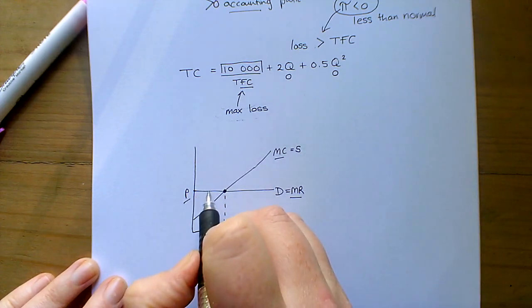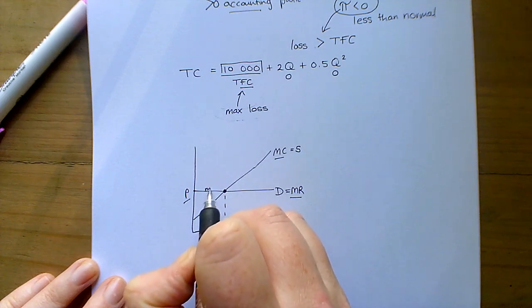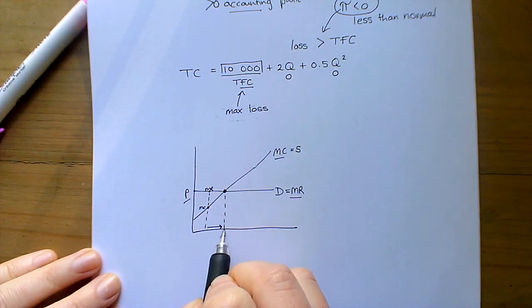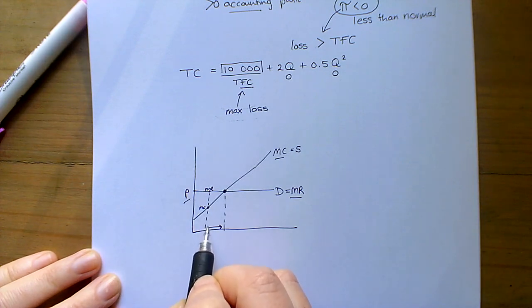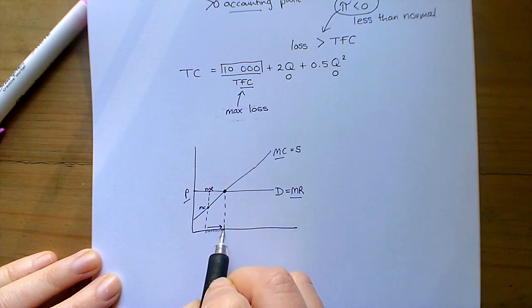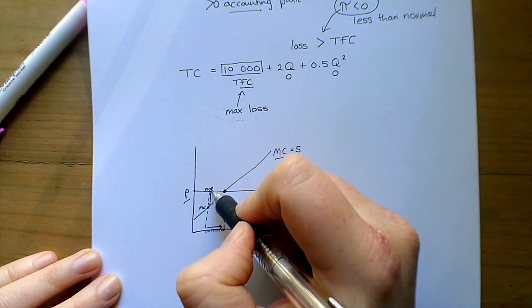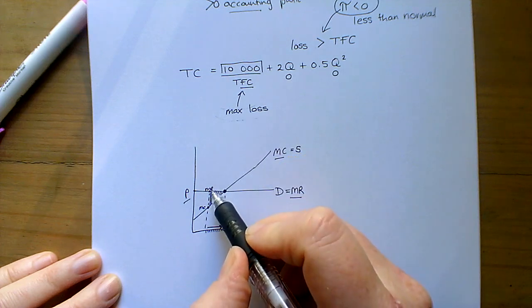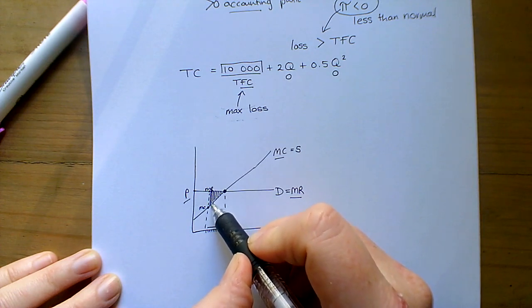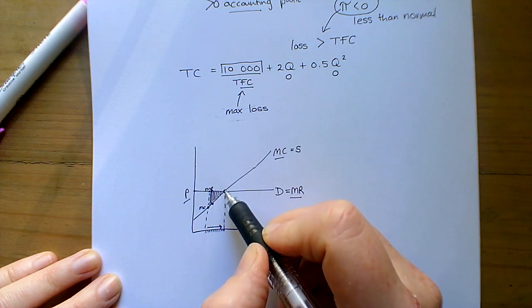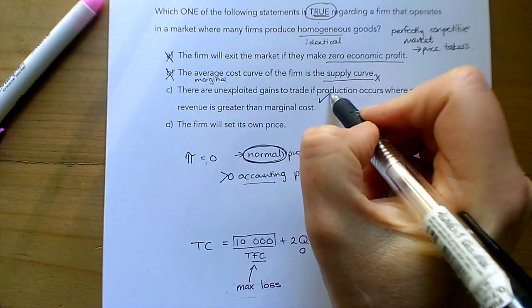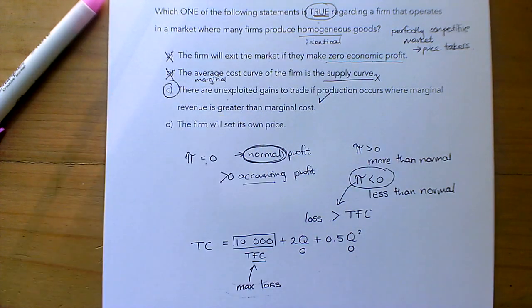If you are producing where MR exceeds MC, what that means is that you are producing somewhere below the profit maximizing quantity. If you had to produce and sell all of these additional units, you are able to make marginal profits on each of those units, because what you would get in revenue from that unit would exceed the cost of producing that unit. And so all of these vertical distances represent unexploited gains to trade. So this is a true statement and makes it the correct answer to this question.